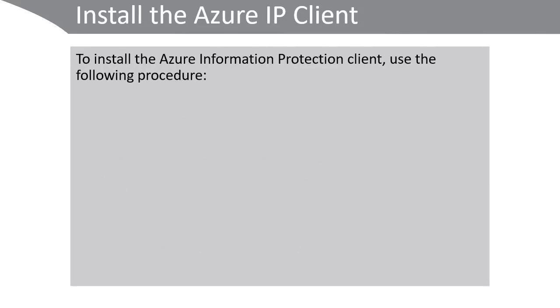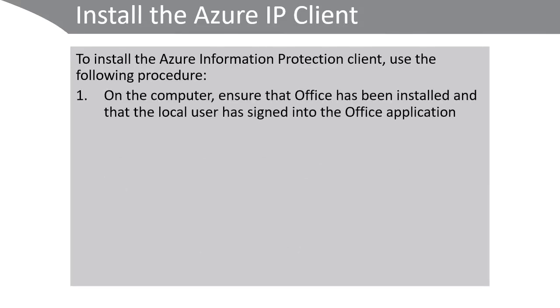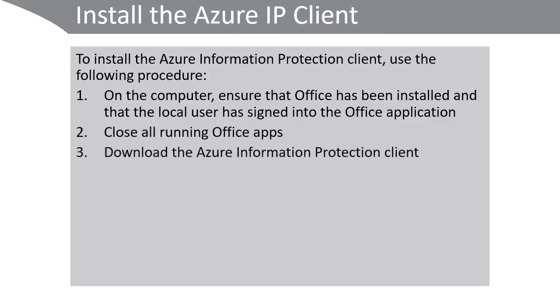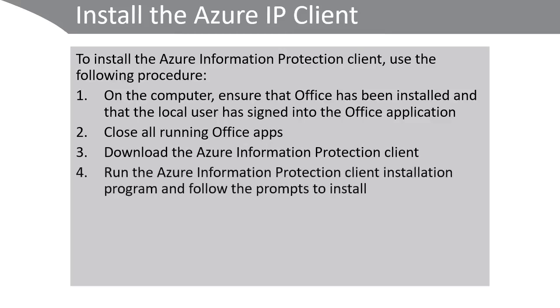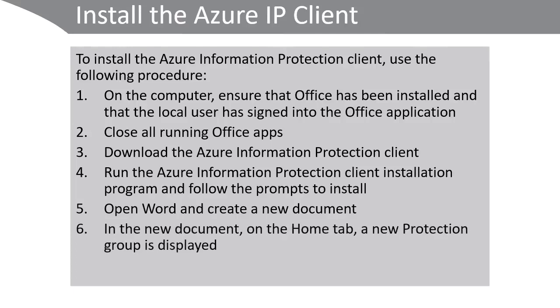To install the Azure Information Protection client, use the following procedure. On a Windows 7 or later computer with Office installed, ensure that Office has been installed and that the local user has signed in to the Office application. Close all running Office applications. Download the Azure Information Protection client. Run the Azure Information Protection client installation program and follow the prompts. Open Word and create a new document. In the new document, on the Home tab, a new protection group is displayed.